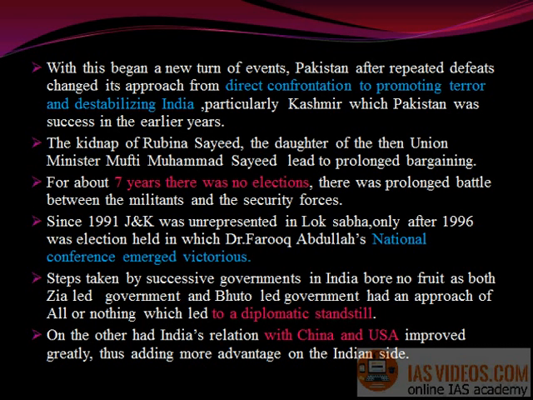Pakistan, after repeated defeats, changed its approach from direct confrontation to promoting terror and destabilizing India, particularly Kashmir, in which Pakistan was successful in the earlier years. The kidnap of Rubina Sayeed, the daughter of the then Union Minister Mufti Muhammad Sayeed, led to prolonged bargaining. For about 7 years there were no elections, with a prolonged battle between the militants and the security forces. Since 1991, J&K was unrepresented in the Lok Sabha.